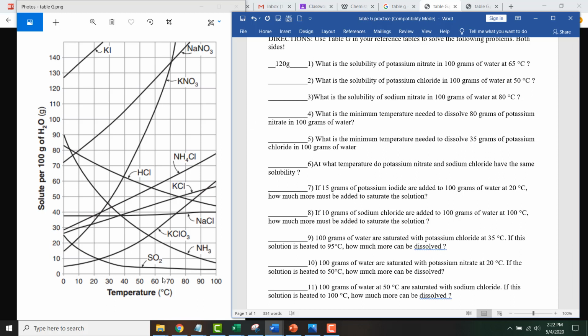Again, we went over to 65 degrees, and then we went all the way up till it hit the line, and we see that line crosses at 120. Okay, so that's the solubility. That means at 65 degrees, I can dissolve 120 grams or up to 120 grams. If I dissolved more, it would sit at the bottom. I would still have some left over.